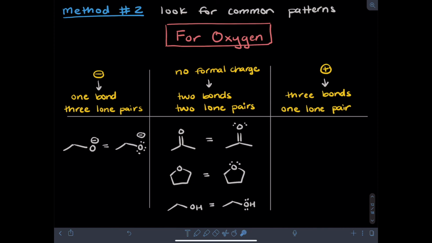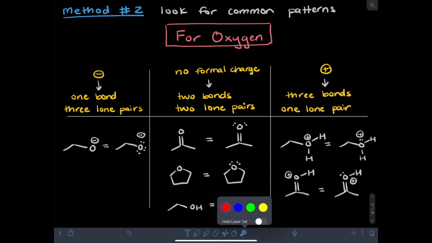And our last possible scenario is if you have an oxygen with a positive formal charge, that oxygen will have 3 bonds and 1 lone pair. Your 3 bonds could be to 3 different atoms, like a carbon, a hydrogen, and another hydrogen. Or the 3 bonds could be 1 double bond and 1 single bond, which add up to 3 total. Here as well, that oxygen, which is cationic, would have 1 lone pair.